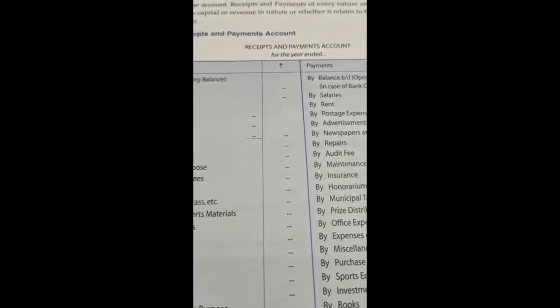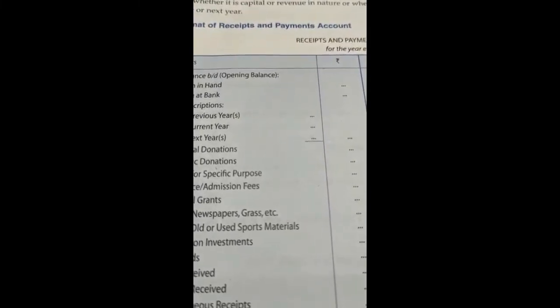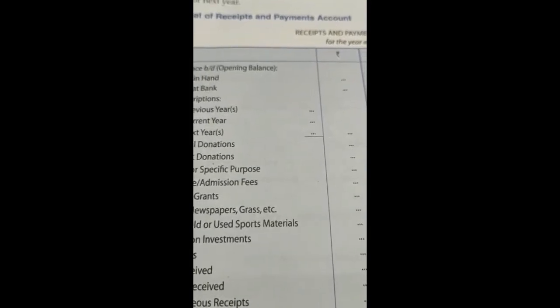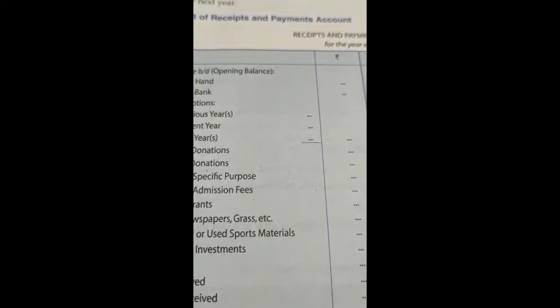But here we are preparing the receipt and payment account. So this is nothing but a summary of cash book. So here whatever is received, you will just add and write down the total in the outer column. Here you don't have to think much about how much was for last year, how much is for the current year, and what is for the next year.